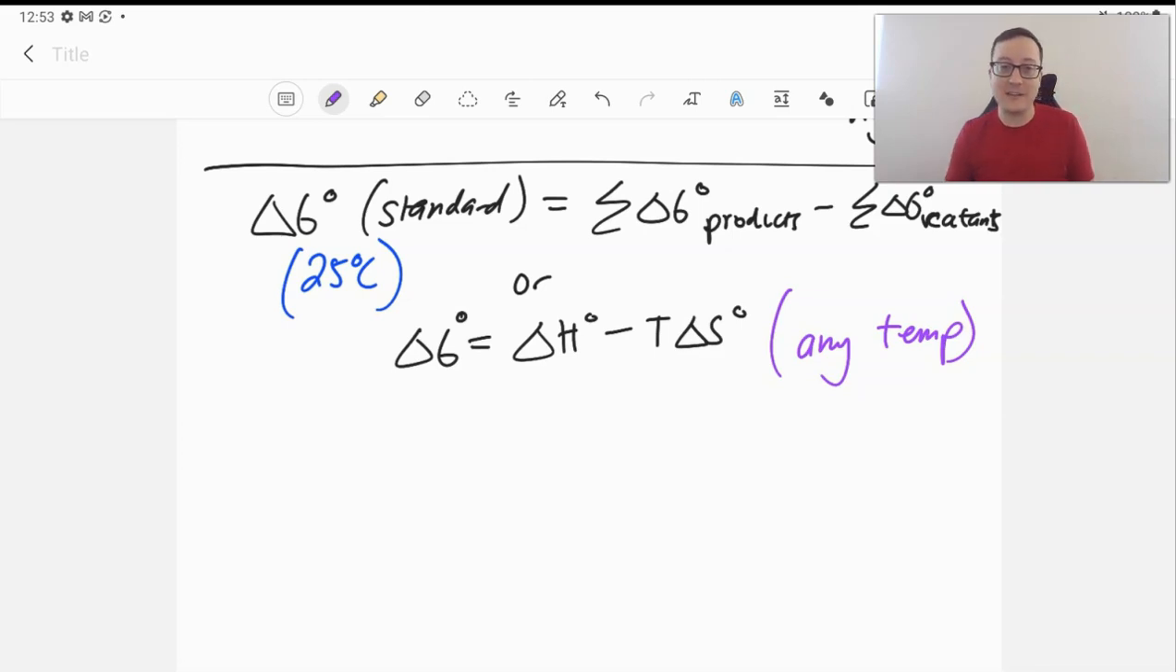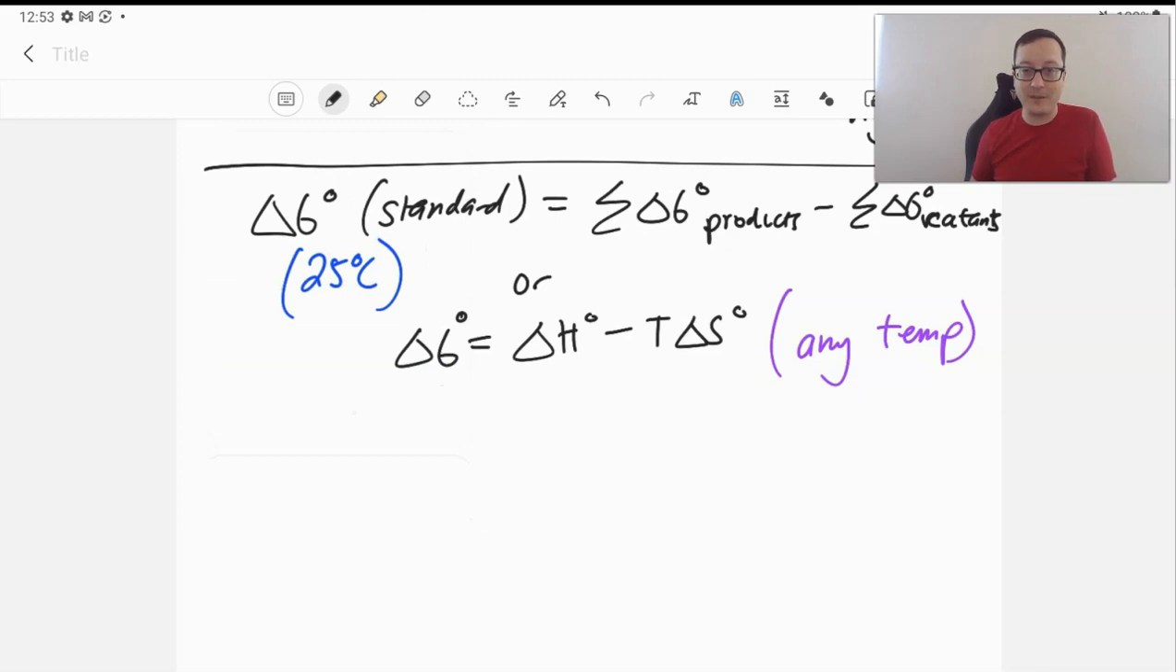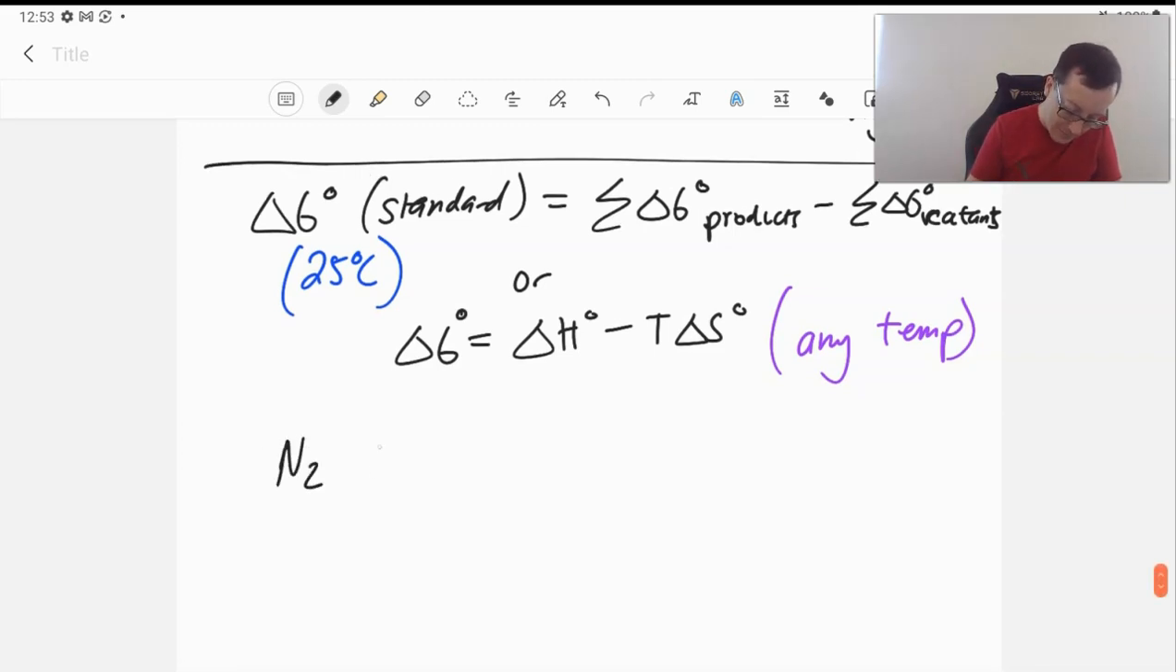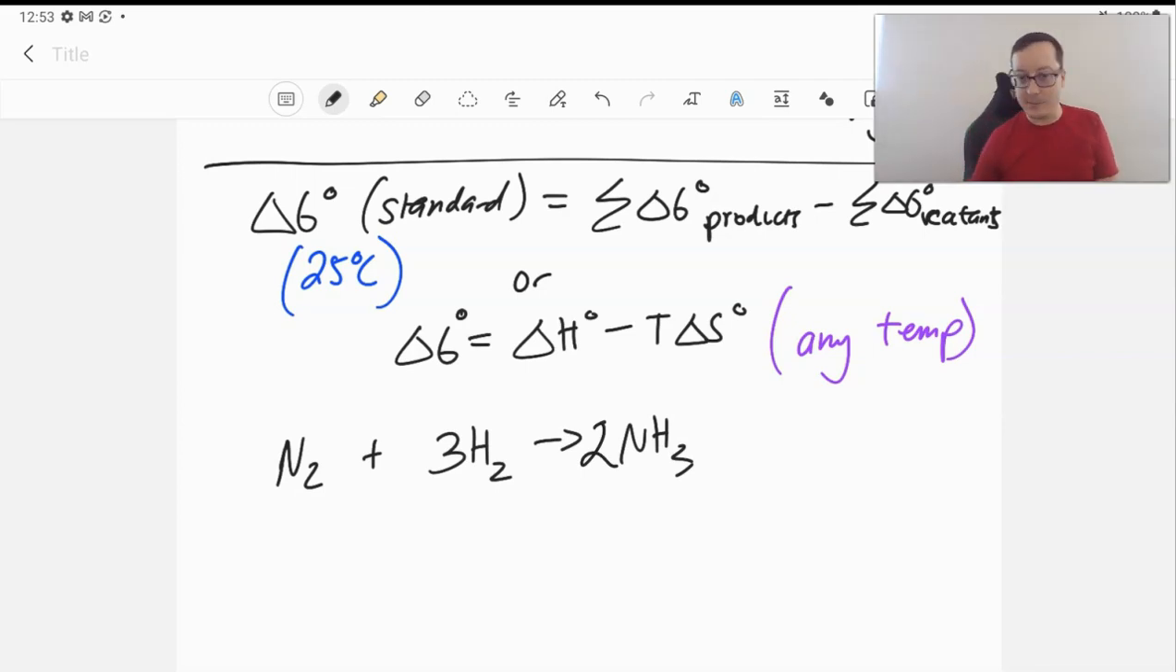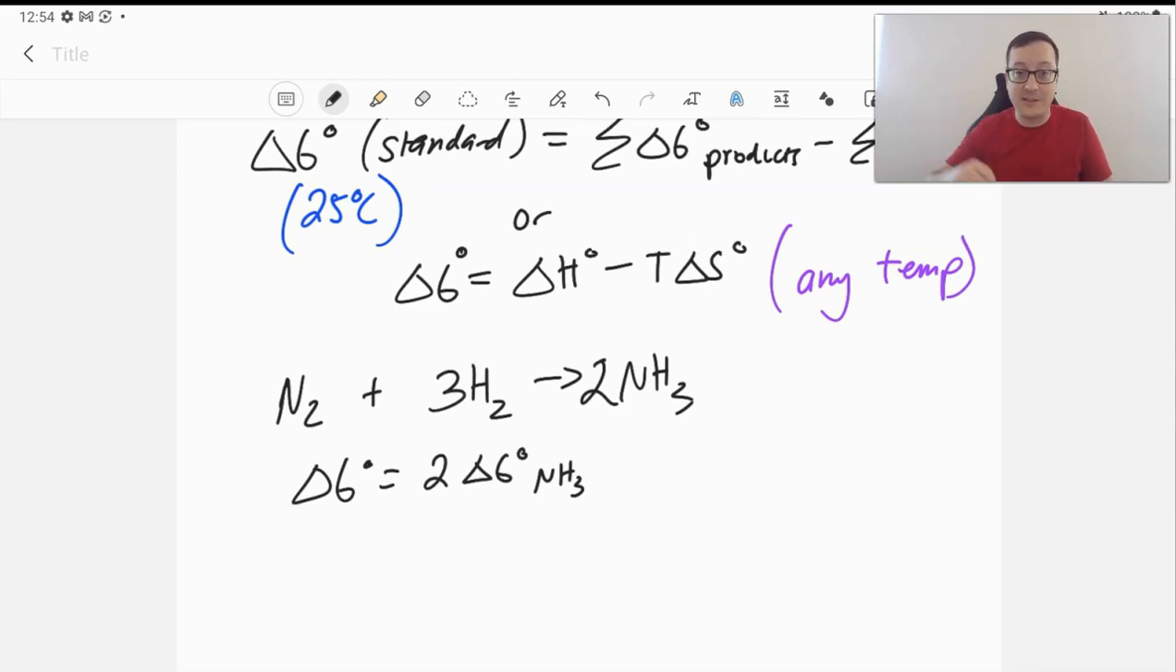So, as always, let's go ahead and do this for our favorite reaction. Let's evaluate it at 25 degrees Celsius. We'll do it both ways. So, N2 plus 3H2 turns into 2NH3. Delta G for this would be 2 times the delta G for ammonia. We don't need to include the others because they would be 0, because those are elements in their standard states.